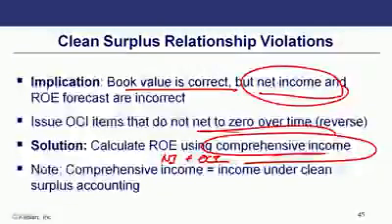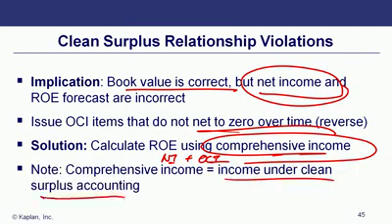And you can see this is the income under clean surplus accounting, which is my net income plus other comprehensive income. And what is other comprehensive income?